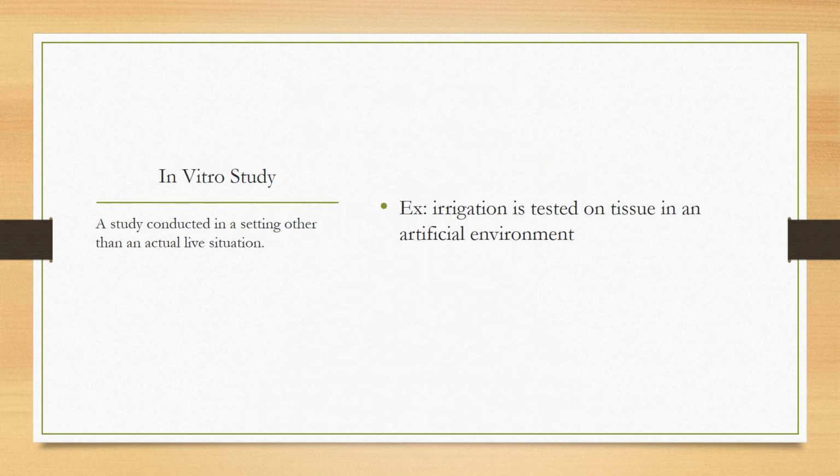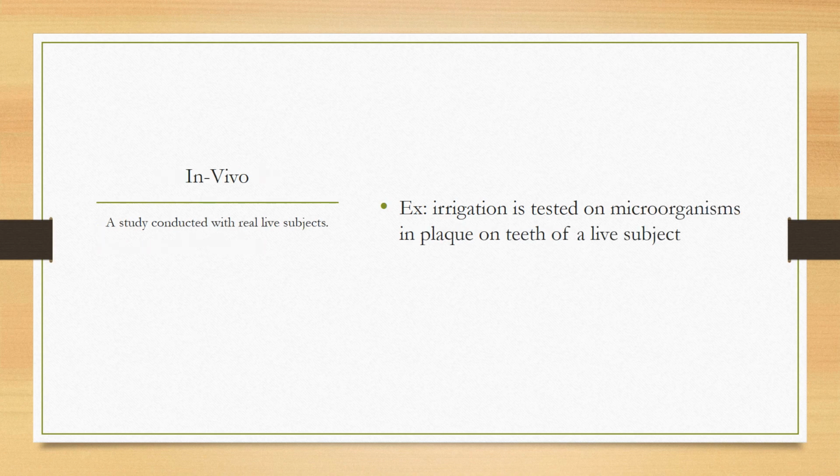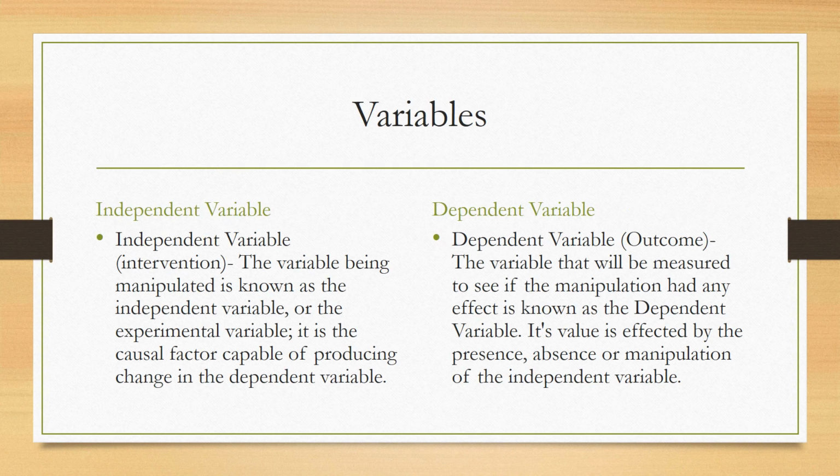So since this is one of the questions in your rubric, in vitro study. An in vitro study is just a study conducted in a setting other than an actual live situation. So an example would be irrigation is tested on tissue in an artificial environment. In vivo, that's a study conducted with real live subjects. An example is irrigation is tested on microorganisms in plaque on teeth of a live subject.